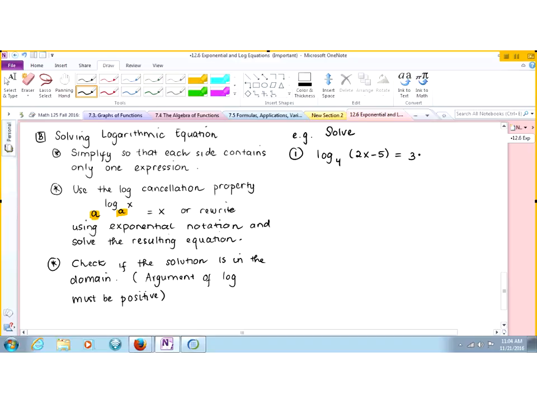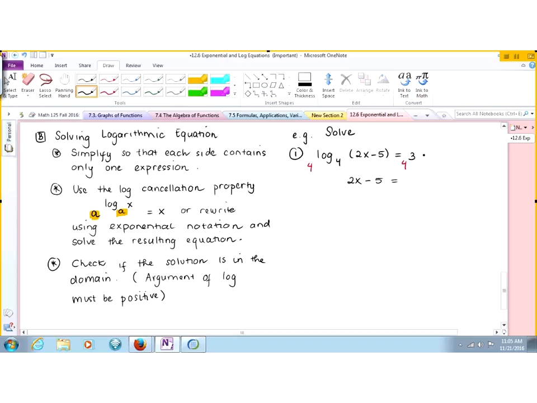So log base 4 of 2x minus 5 is 3. How are we going to do it? Now there are two ways. You could rewrite using exponential notation or use the log cancellation property. So the easiest way is to use the log cancellation property. So what is the base here of the log? 4. So I'm going to take 4, raise it to the left side, is equal to 4, raise it to the right side. I think that's easier. So what is 4 raised to the left side? The logs will cancel, so I only have 2x minus 5. Yes, good. So this is log cancellation property. And if you rewrite it, we will get the exact same thing.